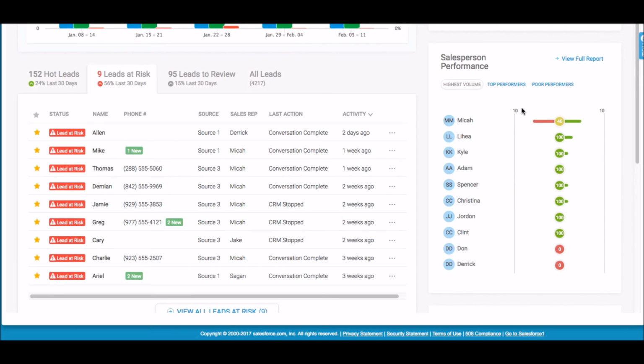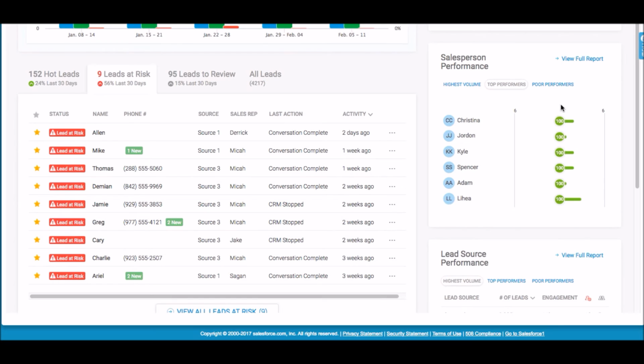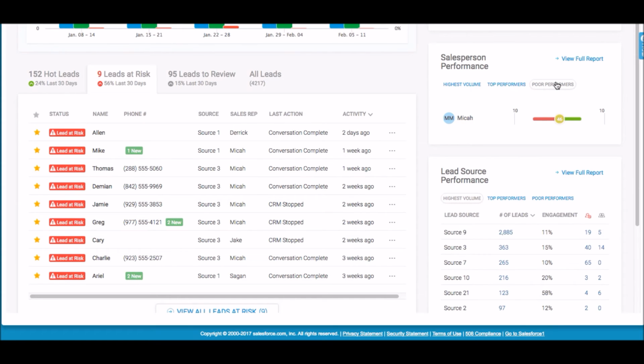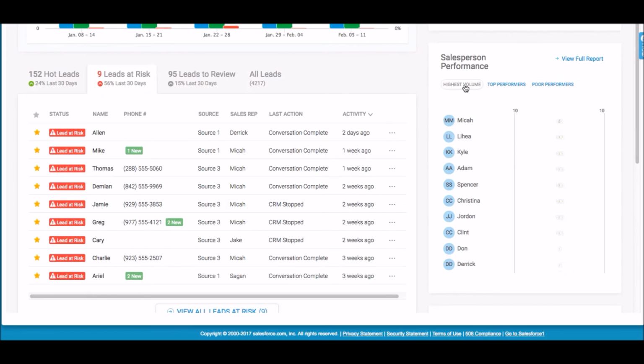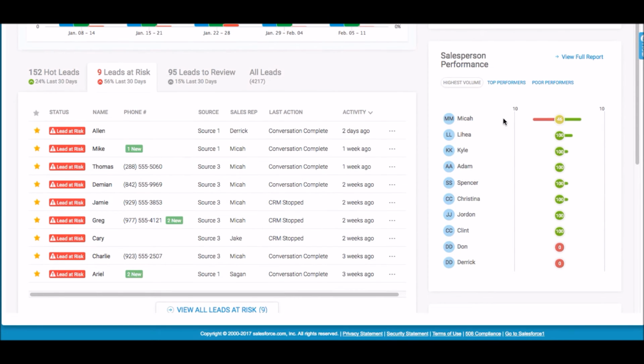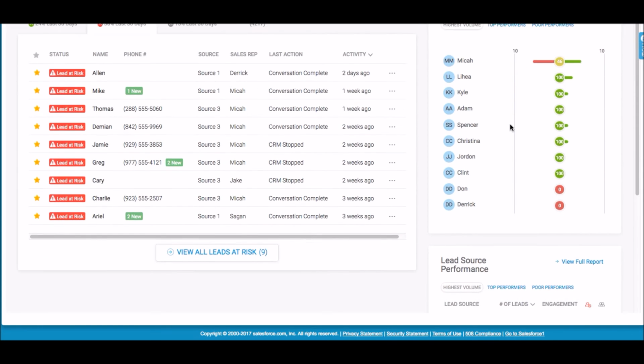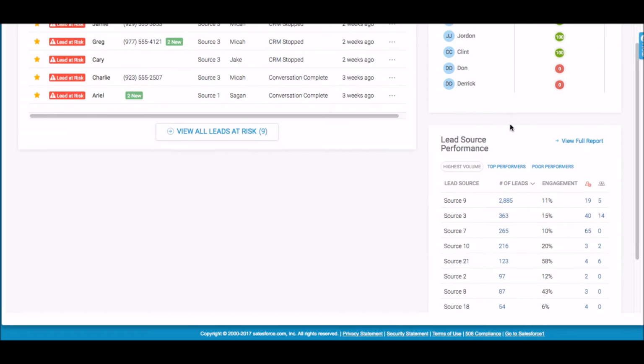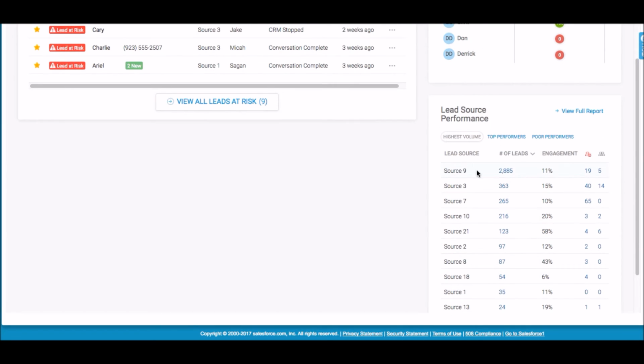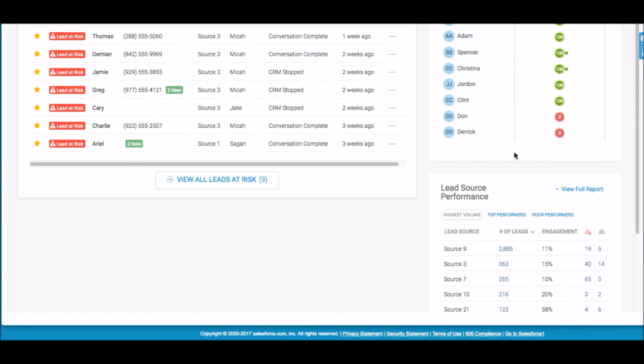And I can sort this by my top performers when it comes to the performance metrics. I can look at my poor performers. Micah seems to be leading the pack right there, but it gives you the ability to see how your assistant's doing and whether or not too many leads are being funneled to the wrong person or need to be spread out so they can feel the love. Lastly, on the lower right-hand side, you can see how all your different lead sources are performing and engaging with your leads. So that's the overview dashboard.